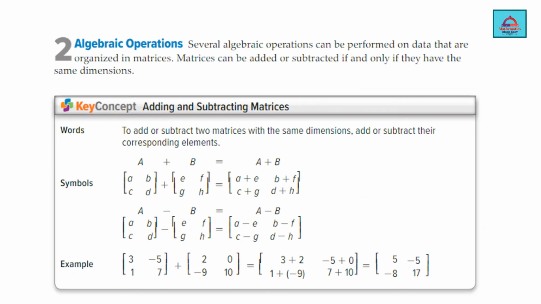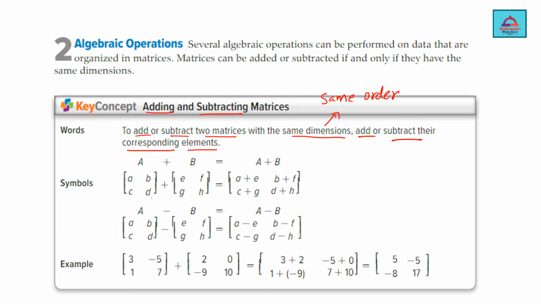Now we begin with the simplest algebraic operations, which is addition and subtraction of matrices. So now I'm going to give you the key concept. It says to add and subtract two matrices with the same dimension. Same dimension means same order. The number of rows and number of columns have to be same. However, the elements at each position could be different. You add and subtract their corresponding elements. Corresponding means they have the same position in the matrices.